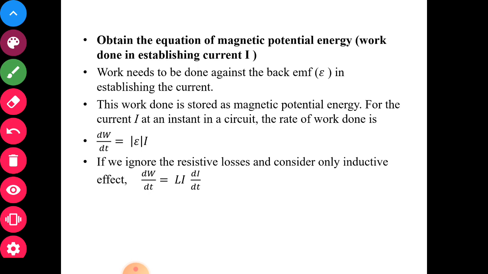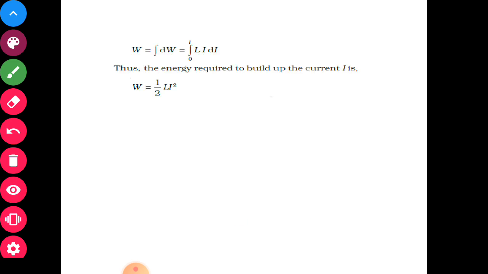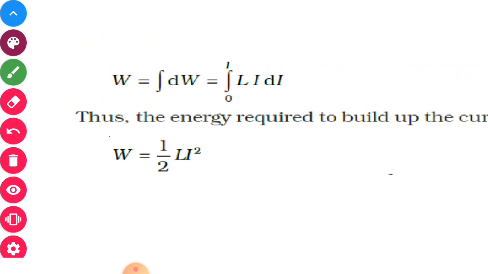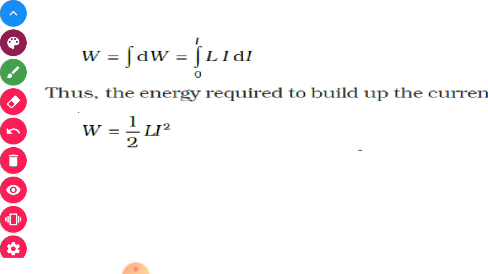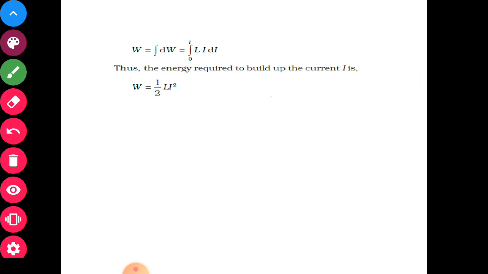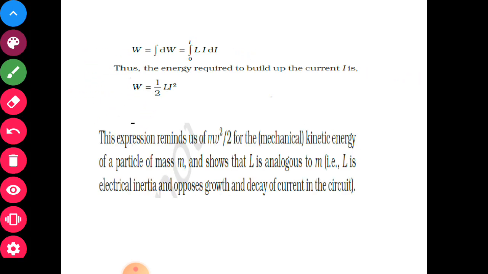Now dt will cancel out, and to find the total work done we have to take the integration. So the integration of L I dI, and the integration of I is I square by 2. If you substitute the limits, the work done will be 1/2 L I square, which is just like the kinetic energy 1/2 m v square. Here m plays the role of inertia, or offers the inertia. Similarly, L, that is inductance, also offers inertia.